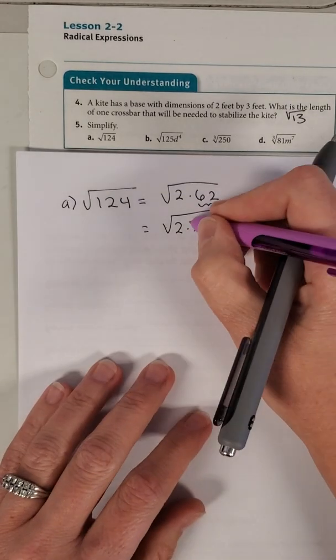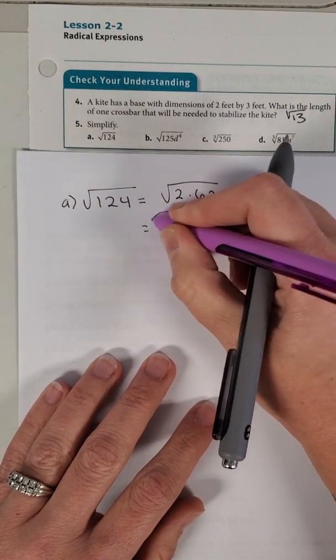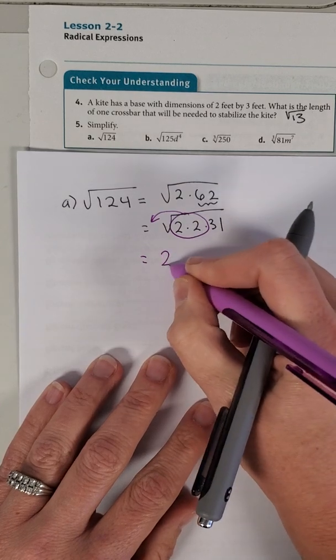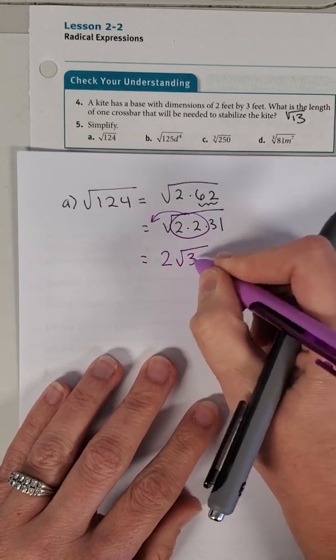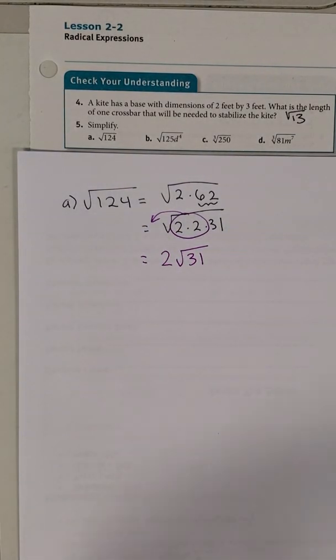At this point, I see this is a perfect square, so it will come outside. I have 2, and then 31 is a prime number. It is done. 2 root 31. Let's try B.